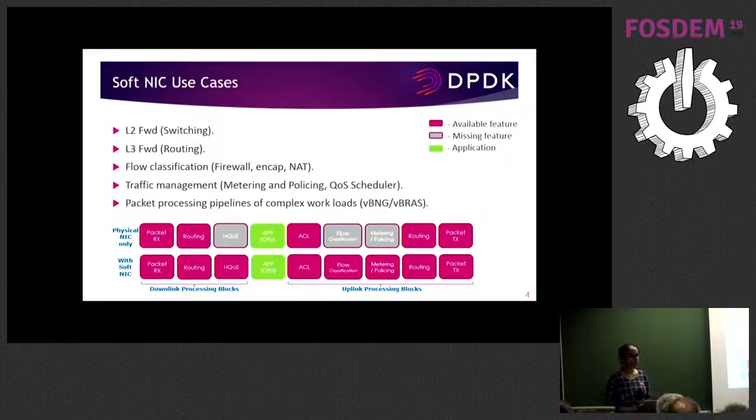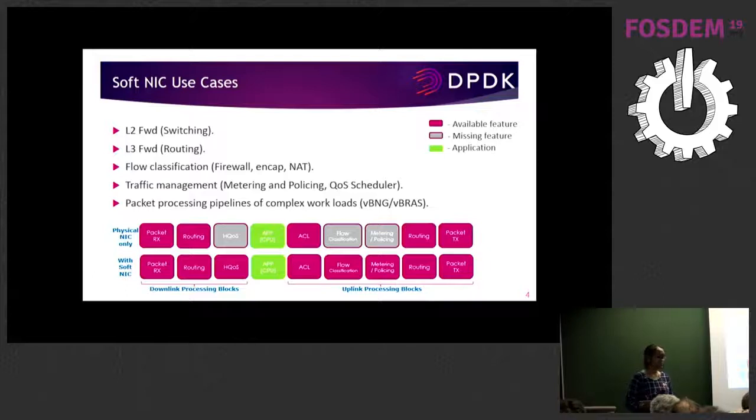So next slide will be on use cases. Let's start with the basic use cases which we can achieve with the SoftNIC. Basic use cases could be switching and routing, and some flow classification related use cases would be firewall, encapsulations like GRE, and then NAT related applications also can be achieved. And traffic management related, like QoS, policing, and metering also can be done with this SoftNIC.